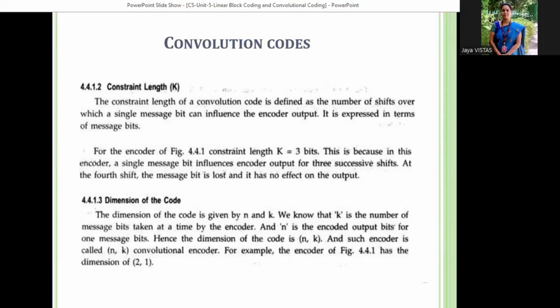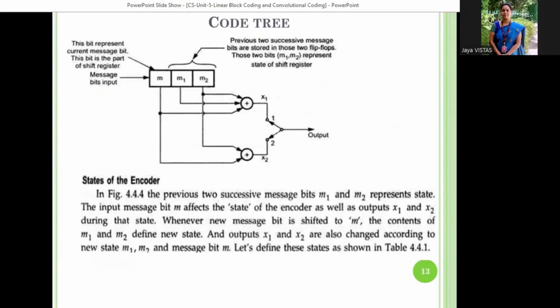Then we are going to see the dimension of the code. What is the dimension of the code? Here we mention the dimension of the code is n comma k. We know what small n is: the total number of bits in the block code. Then k is the number of message bits. So n comma k is the dimension of the code in the convolutional code.